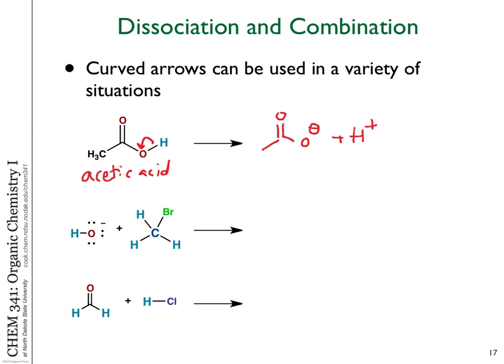I can also show then also the resonance forms for this acetate by showing curved arrows. Notice my resonance double-headed arrow there. Okay, I can draw that. Another way to use curved arrows.